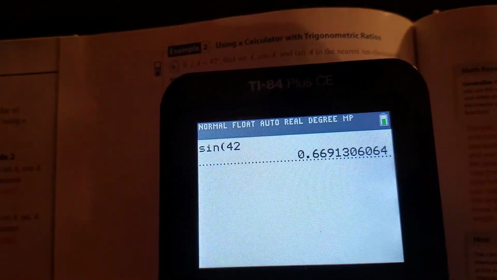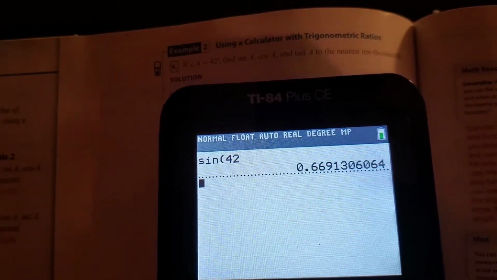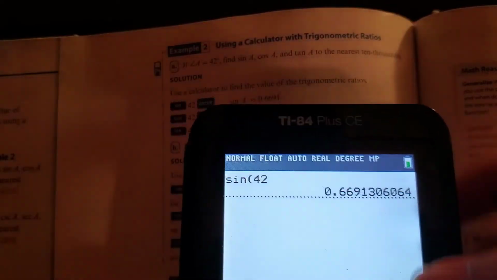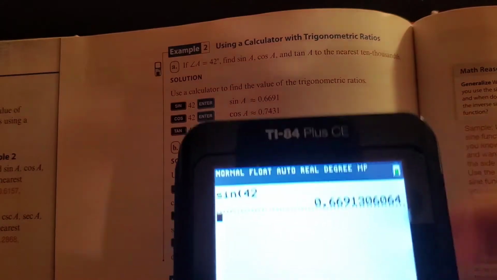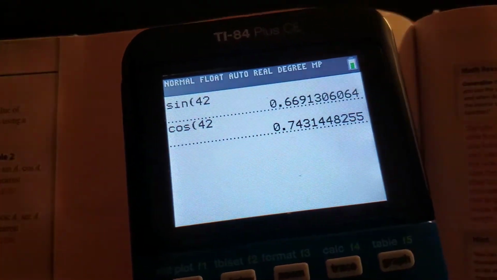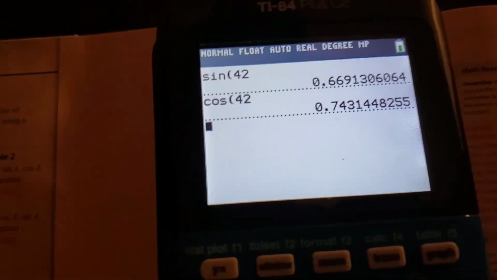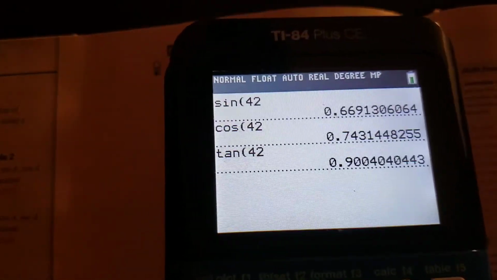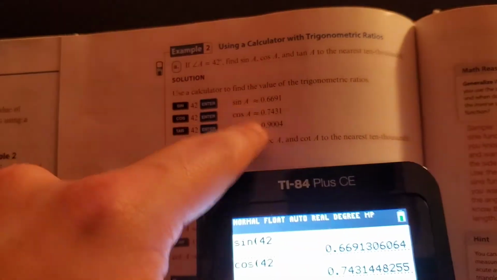0.669130600604, but you have to do it to the nearest 10,000, which is the fourth decimal place, and so it will be 0.6691. All right, so what about next? Next, we're going to put cosine right here. So cosine of 42, this is the last time I actually show you what buttons you have to press, but it'll be 0.7431. And then we're going to do tangent of 42. It's 0.9004. Look at that. Those are the numbers they get here.